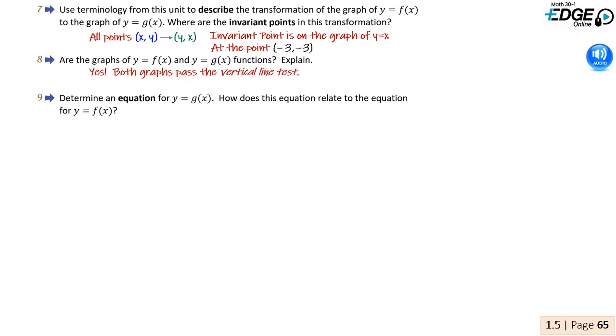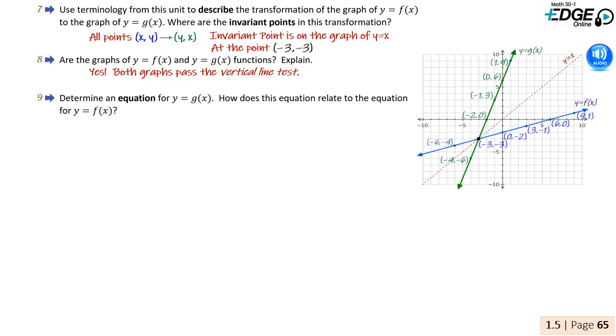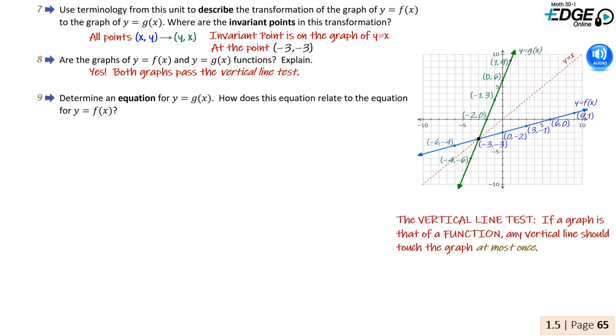In Math 10, we learned about functions, and one of the criteria for being a function was that we could pass a vertical line test. What this means is, if we pass a vertical line over the graph, it will touch at most once. Note, if we scan this vertical line, that for both the blue or green line, it will never touch more than one point at a time.